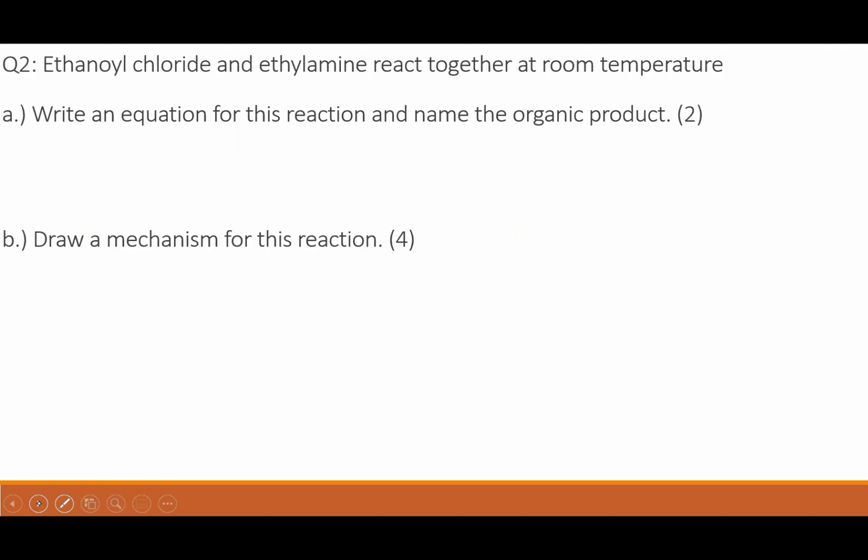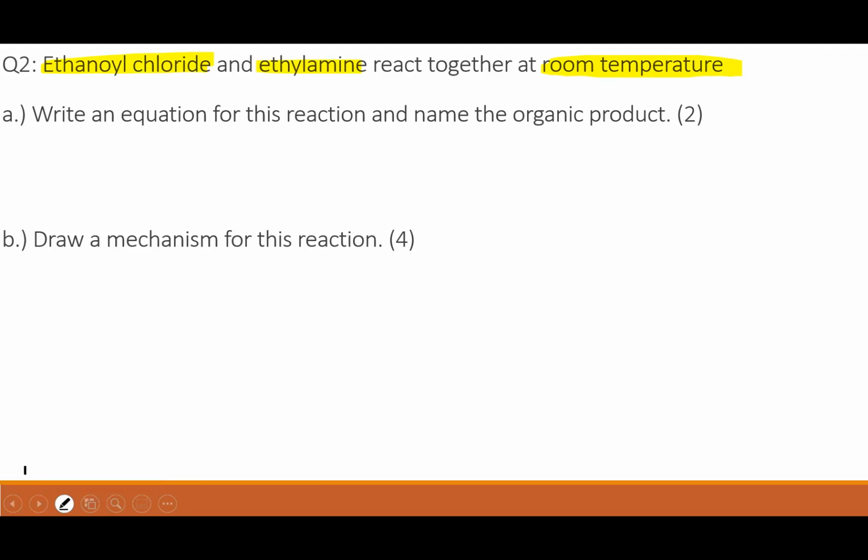Ethanoyl chloride and ethylamine react together at room temperature. So we've got an amine, a primary amine, reacting with an acyl chloride. So again, I might go along, highlight them, and I know I've got an acyl chloride here and a primary amine, and they're going to react together at room temperature. It wants us to write an equation for this reaction and name the organic product. So let's go through that now.